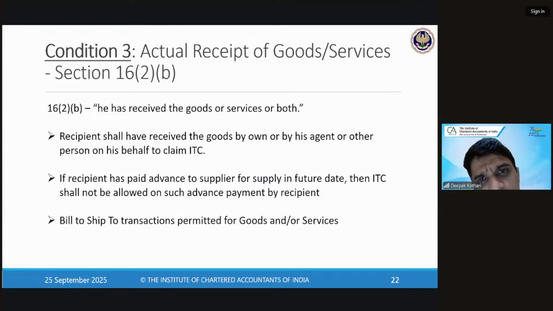All invoices have to be uploaded on the portal. Yes, all invoices have to be uploaded on the portal. Correct. Bill to party is the person who will get the bill, so he will claim the credit.